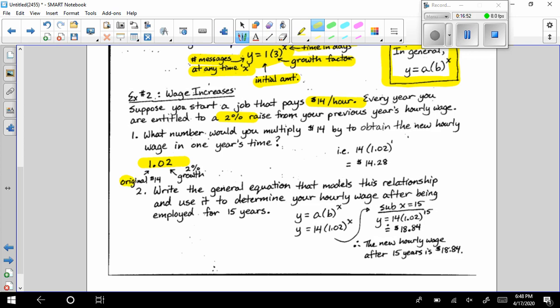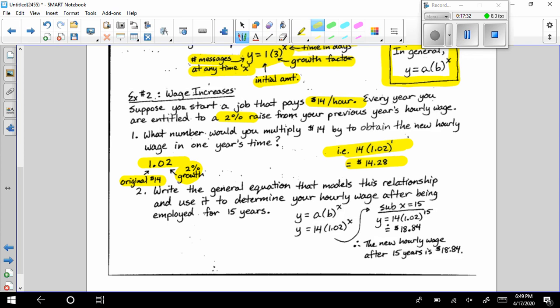Again, the 1 is representing the original 14 bucks, and the 0.02 is the 2% growth. For example, after year 1, multiplying by that base number, a person would be earning $14.28 an hour instead of $14 an hour. Now, in the subsequent year, the person would be earning 2% of that new amount. So it's compounding. The amount of the increase becomes more dramatic as time goes on.